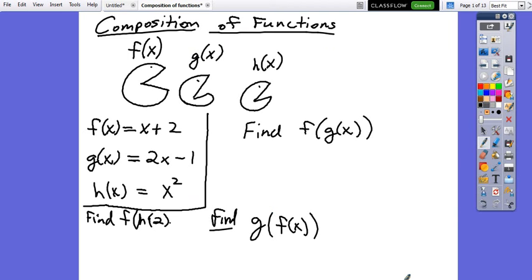Now, each of these Pac-Man is a function. All right, this is function f, this is function g, this is function h. So I've laid out what these functions represent. Function f is x plus 2. Function g is 2x minus 1. Function h is x squared. Now what we want to do is find the composition of functions, and that means one function is going to swallow another function. Very simple. Big Pac-Man swallows the one smaller than him.